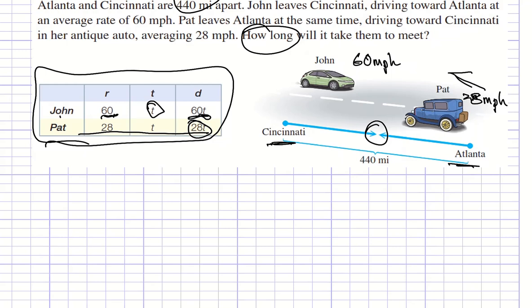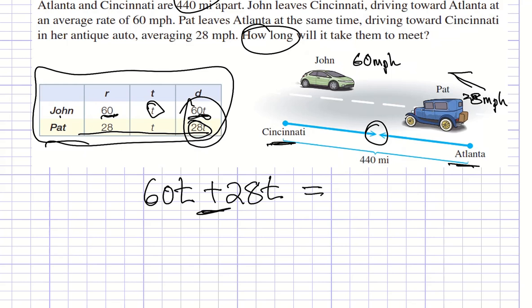So what happens is, we're going to work with 60T plus 28T is equal to, it's plus because that's where they will meet. The distance traveled by John and the distance traveled by Pat, if you add them together, it will give you the total distance they both traveled, which is 440. Okay, alright.